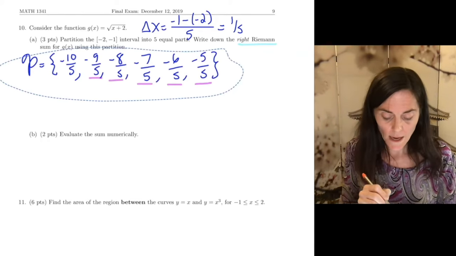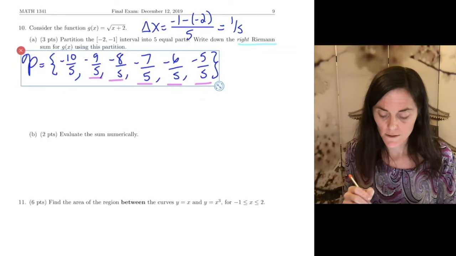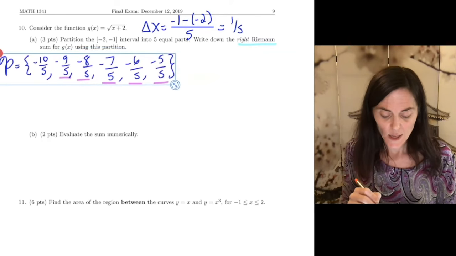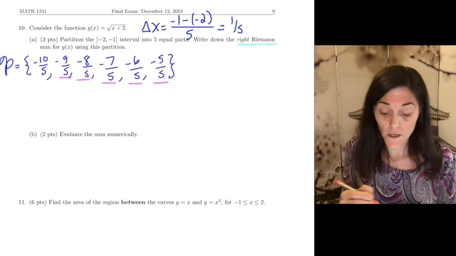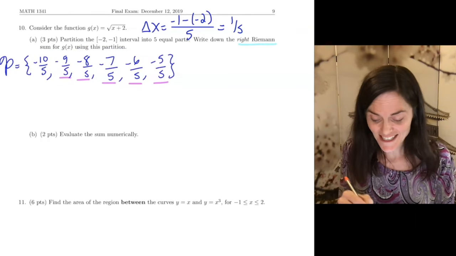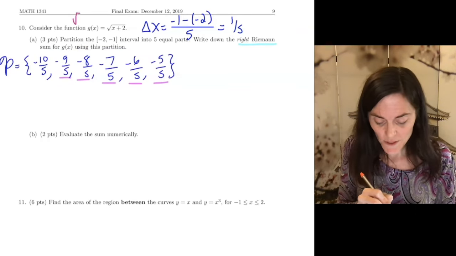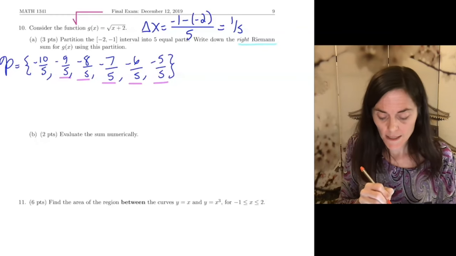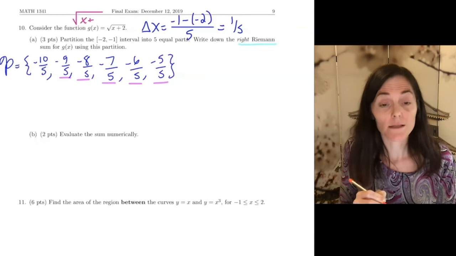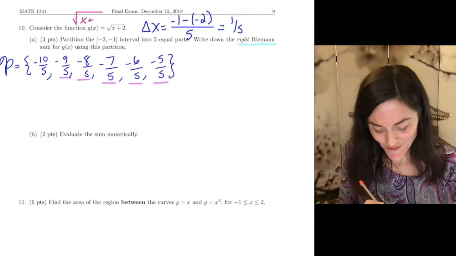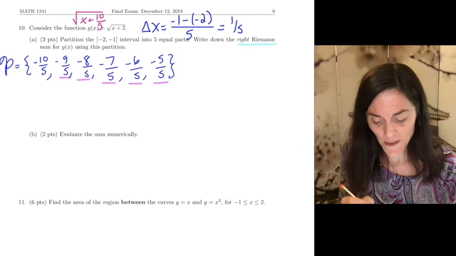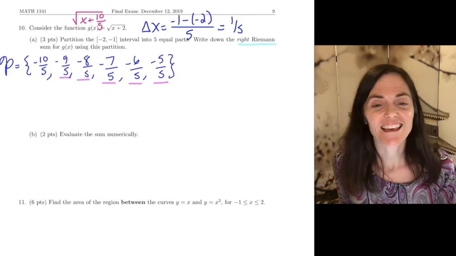Now, one more thing I will do before I get started. It might help me to write the function slightly differently. So my function is the square root of x plus, well, 2 is 10 over 5. You see, this will help me when I write out everything.